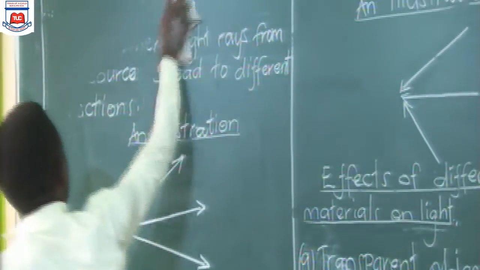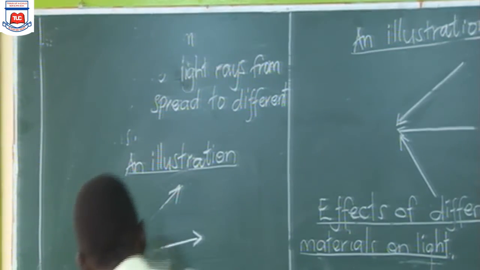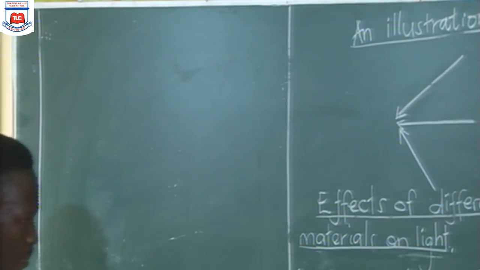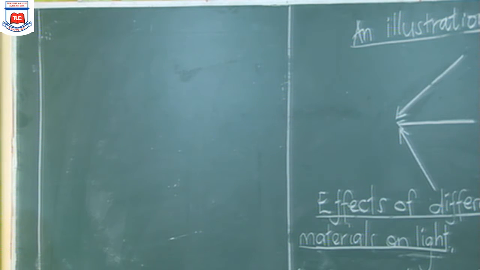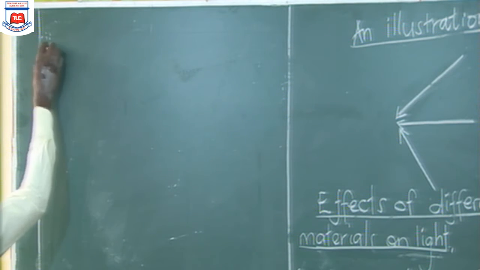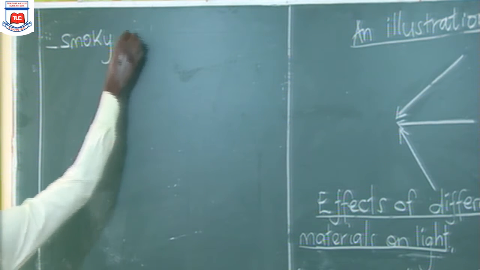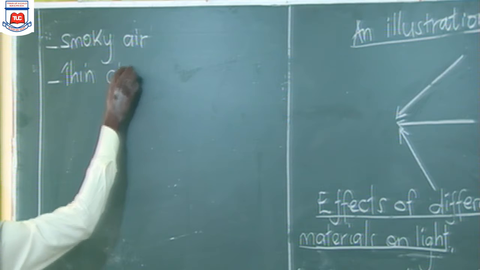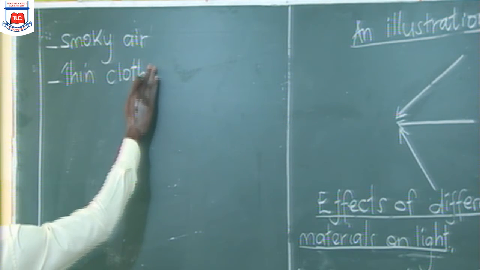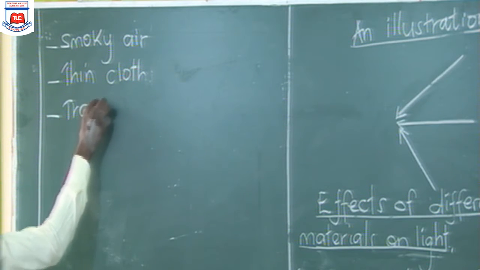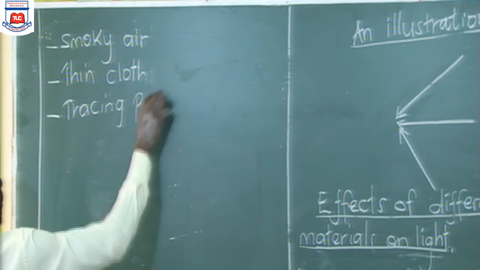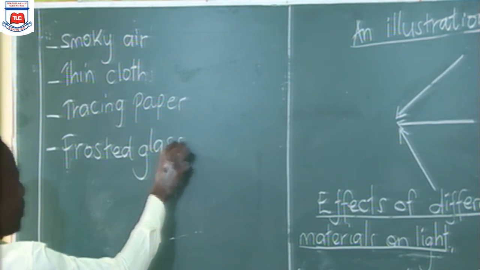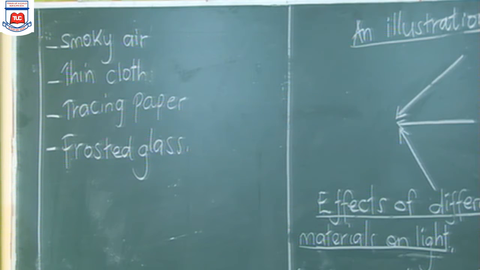You will allow me to clean off this part of the whiteboard and add for you those objects that allow little light to pass through them. So apart from oily paper, colored glass, and broken glass, we also have smoky air. Leaving that apart, we also have thin cloth, including tracing paper, and lastly, frosted glass. So these are the other objects or materials that allow little light to pass through them.